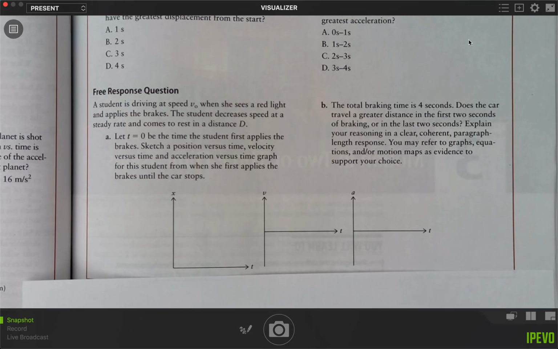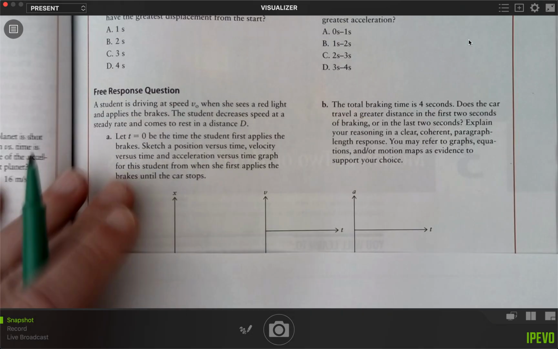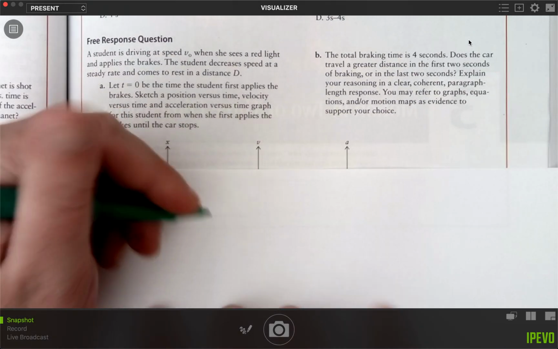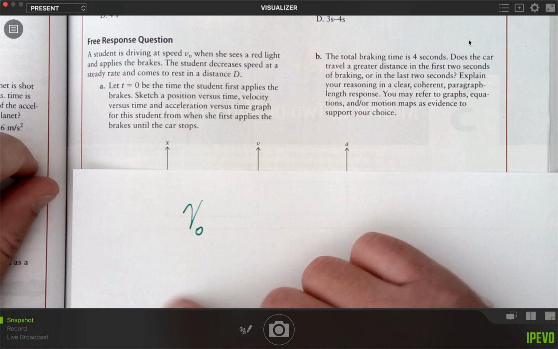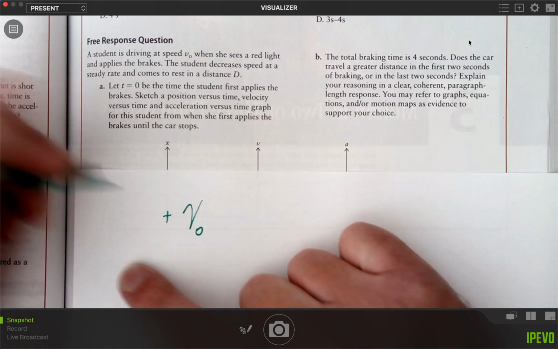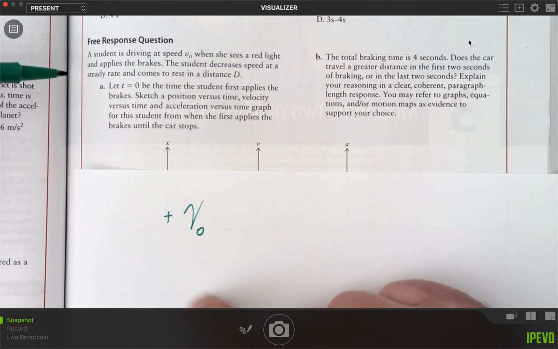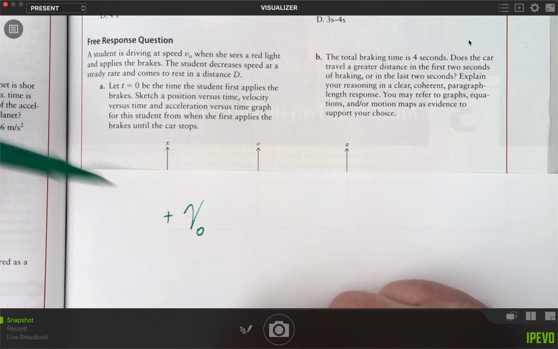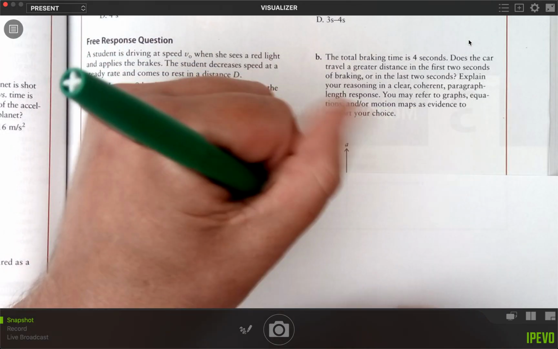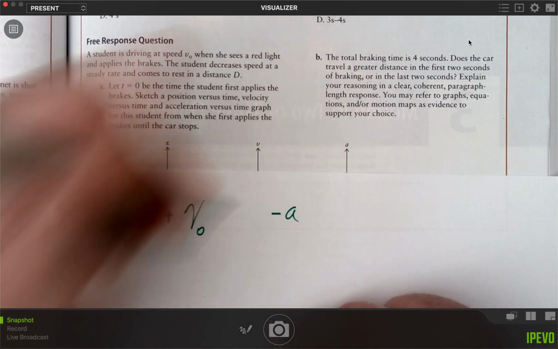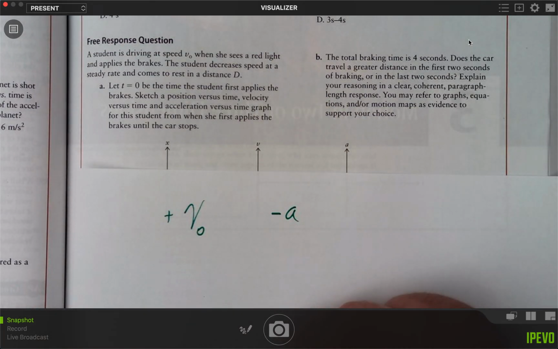Once I start seeing something, I like to write out what it is that I have. So I like to write out that I have an initial velocity. And I like to just give myself a positive. They didn't tell me I'm going backwards or forwards or anything, but I like to be positive about myself. And I see the red light, and I'm going to apply my brakes. So I already know I'm going to apply my brakes, so my acceleration is going to be negative because I'm not going to speed up.